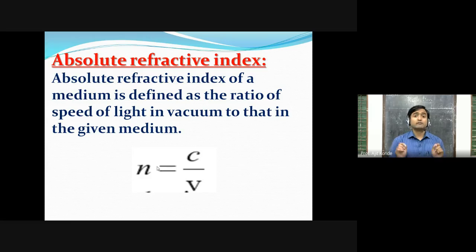Whenever we find the refractive index of any medium with respect to air or vacuum, it will be called absolute refractive index, and its formula will be n is equal to C upon V, where C is the speed of light in vacuum or air, which is exactly 3 into 10 raised to power 8 meter per second or 3 lakh kilometers per second, and V is the velocity of light in that medium. That can be anything.